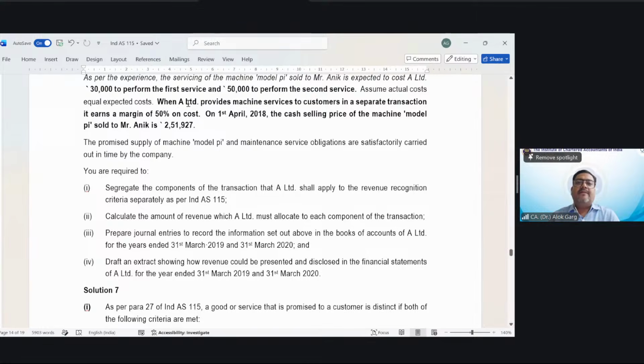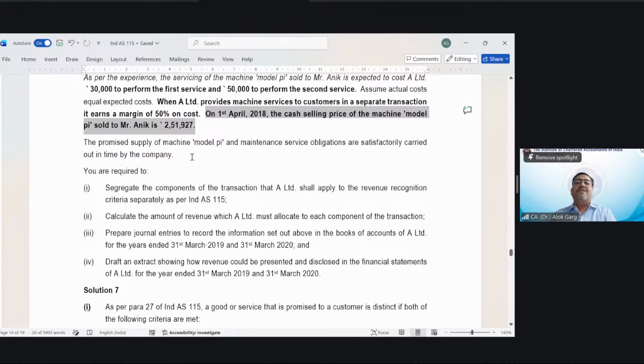Okay, so then on 1st April 2018, the cash selling price of the machine model Pi sold to Mr. Anik is 251,927. Friends, if you see this question, it's a very simple question, but it's a very complex question also. If you know the concept, the question is very simple. So this question has given you the standalone selling price of machine, first service, second service, and interest rate also. And the total transaction price is 4 lakh.